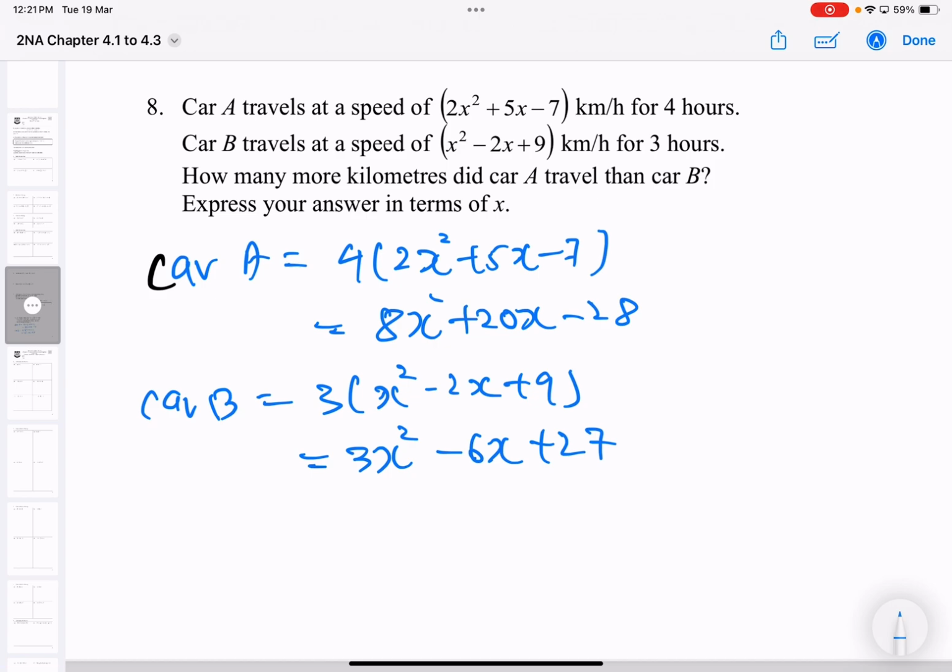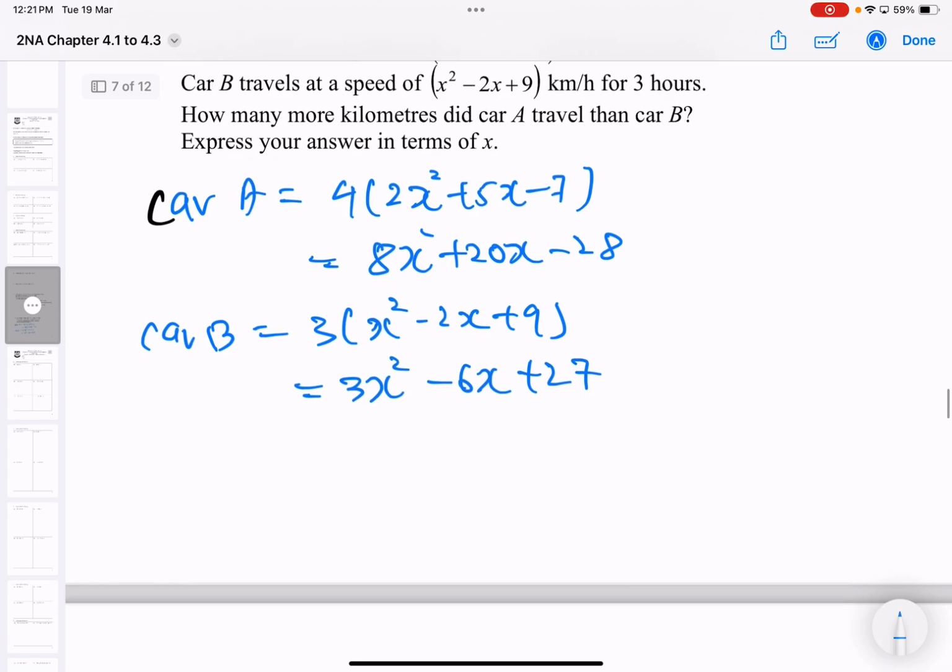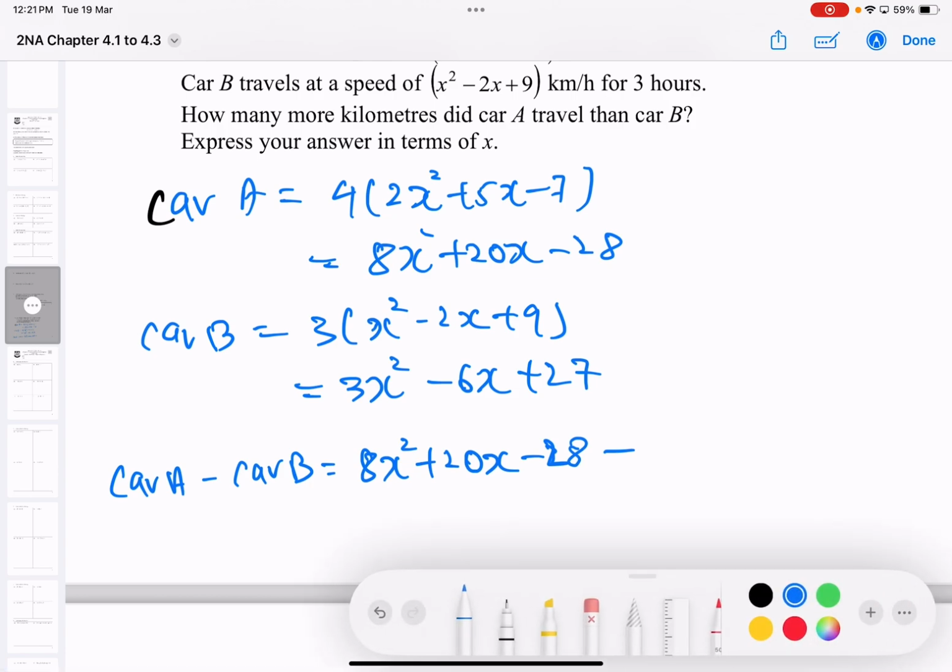That means they want us to find the difference between the two distances. So I have to minus. I need to take car A minus car B. I need to write down car A is 8x squared plus 20x minus 28, minus this one, you must put brackets around the whole thing. Bracket 3x squared minus 6x plus 27.